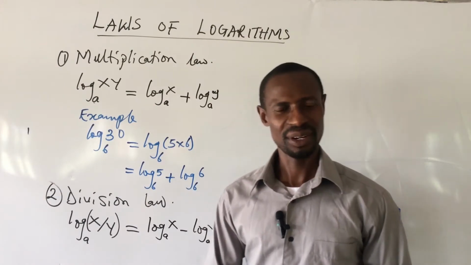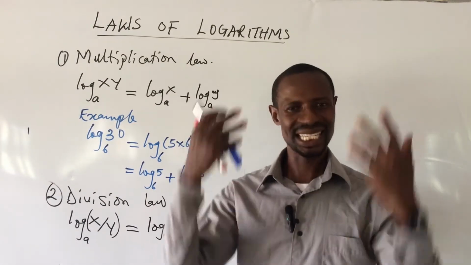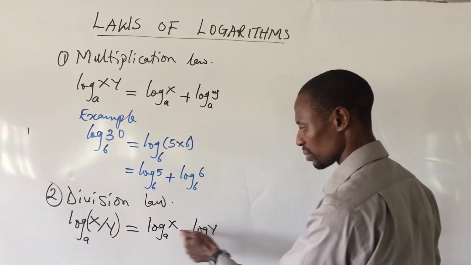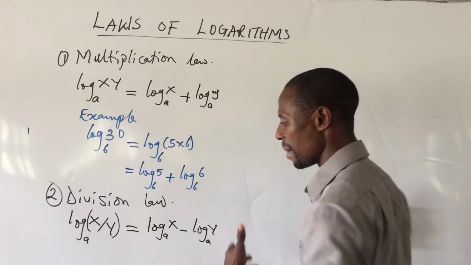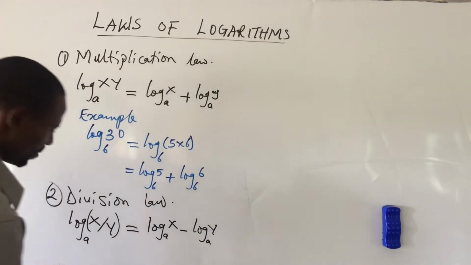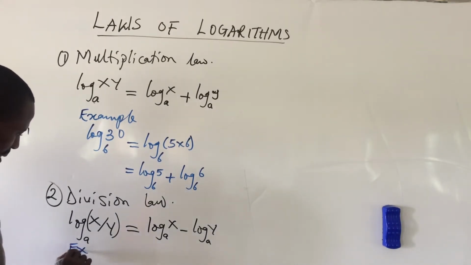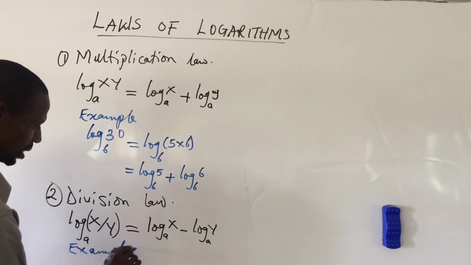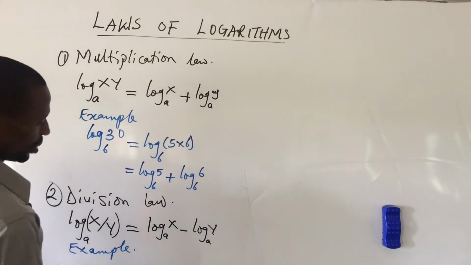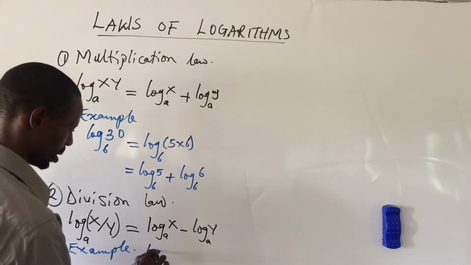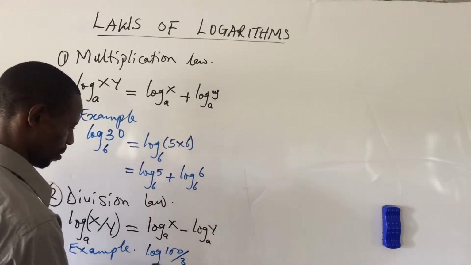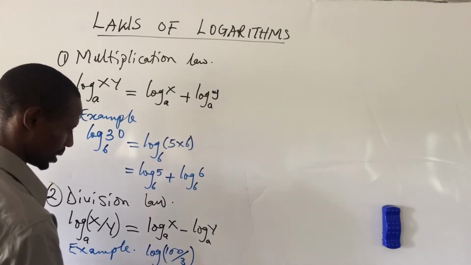Very, very simple. So if you have a division sign, you subtract their logs, all to the same base. All right, so let's take an example to this effect. If we have something like log 100 over 3 to base 10.